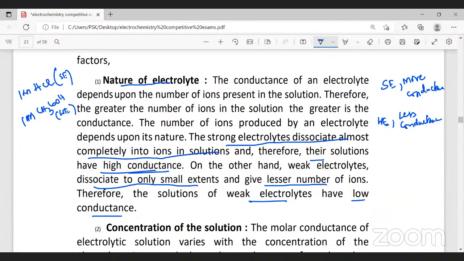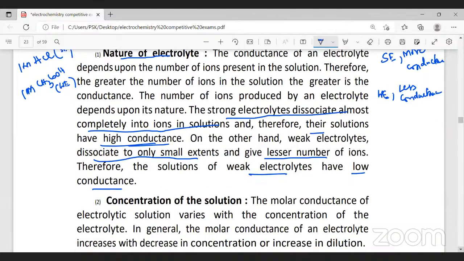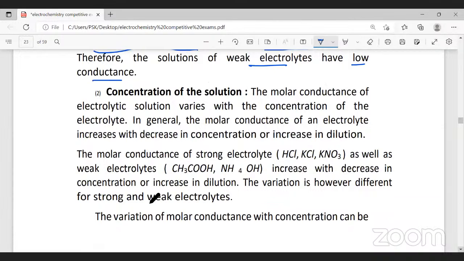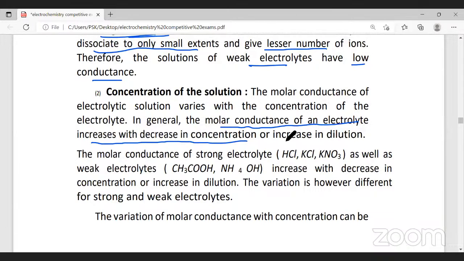The next one is concentration of the solution. You pay attention with this. Molar conductance of electrolytic solution varies with concentration of the electrolyte. In general, molar conductance of an electrolyte increases with decrease in concentration or increase in dilution. Just see the controversy here.